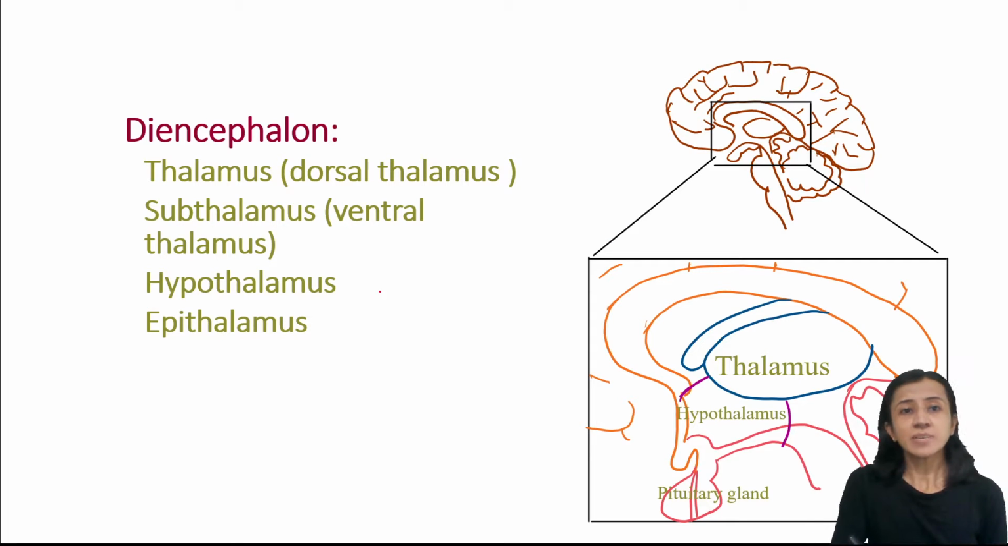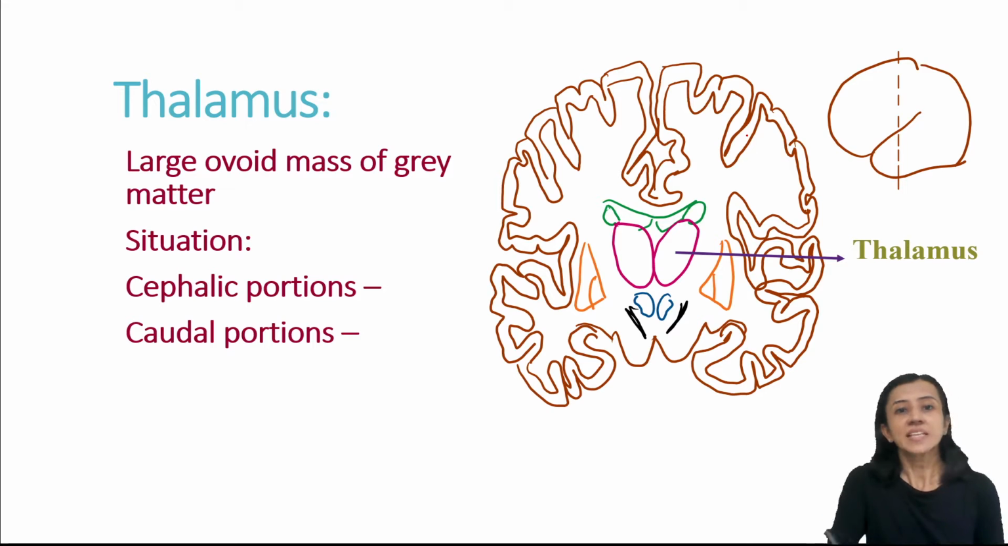Now, thalamus, as we all know, is a major part of the diencephalon. This is the diencephalon, which includes thalamus, subthalamus, hypothalamus, and epithalamus. Here is the thalamus, which forms 80% of the diencephalon. So, the thalamus is a large ovoid mass of gray matter.